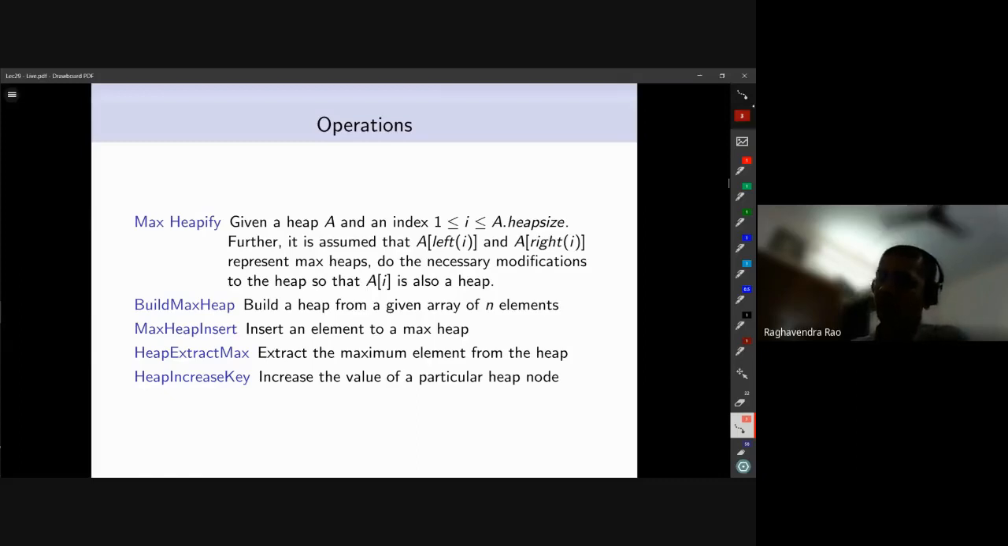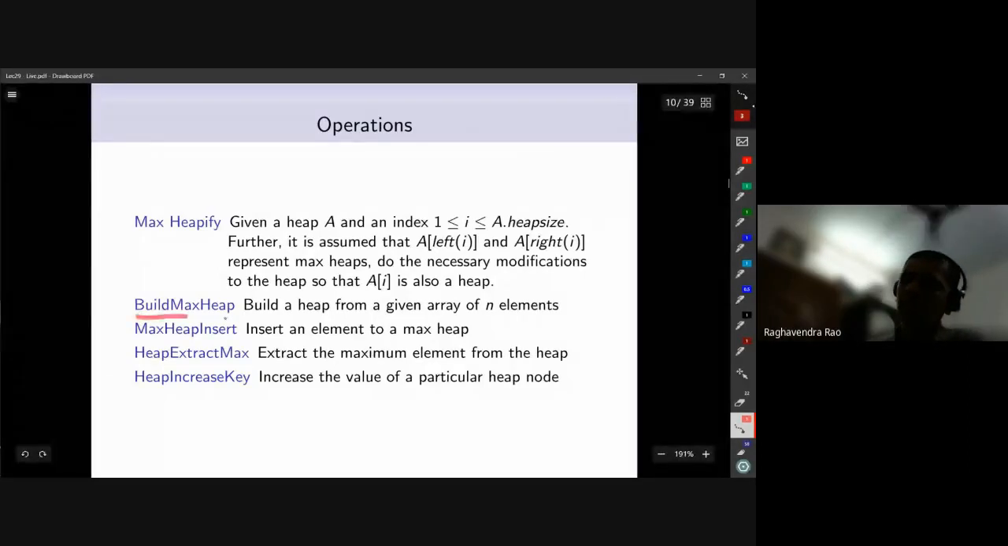Now what we are required to do is, at the ith node, we ensure that the heap property is satisfied. Potentially at the ith node, the heap property is violated. So we need to modify the heap so that starting from A[i], taking A[i] as the root, the corresponding subtree has the heap property. The second procedure is build heap.